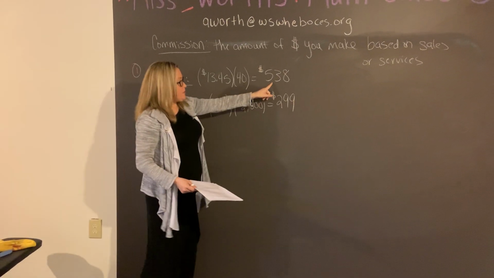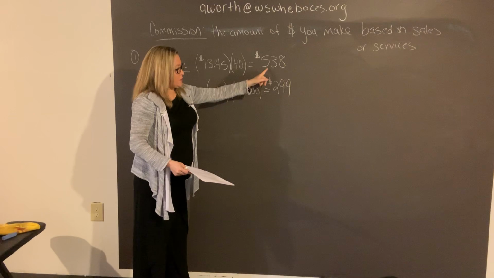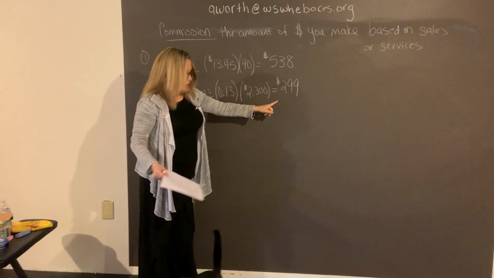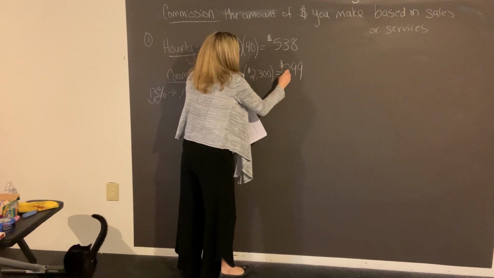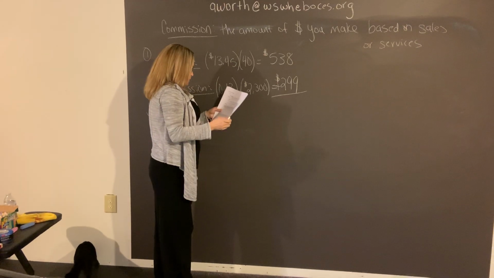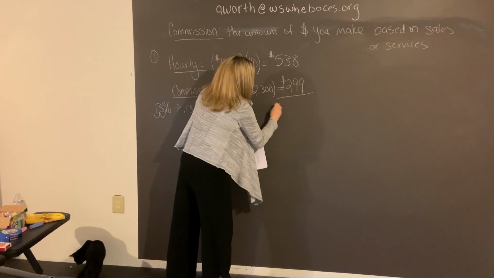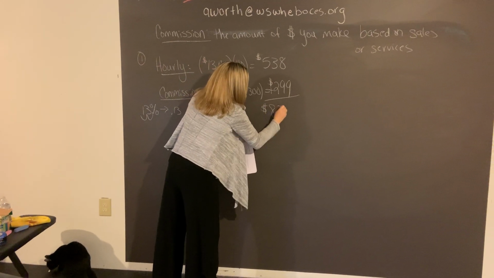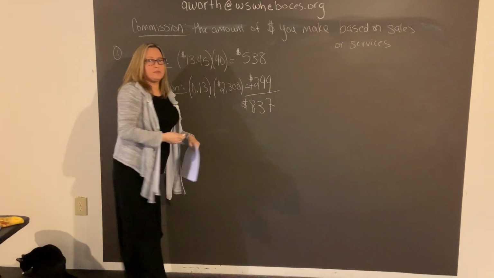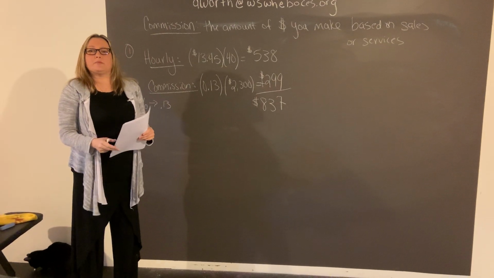So with these two numbers, what are we going to do with the two of them? Annie, you going to help me? We're going to add the two of them. All right? So in total, for his gross pay, when I added those two, I got $837. All right? Again, that's that nice number on top.